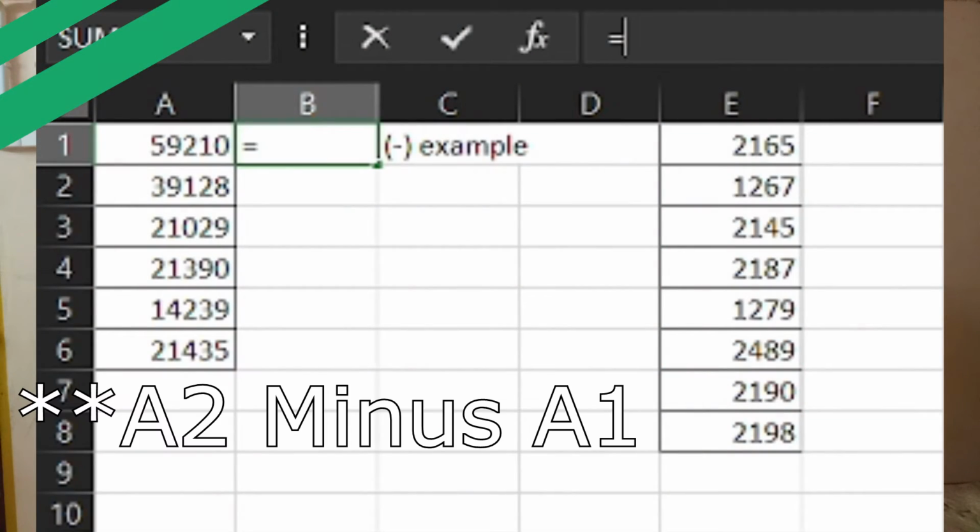And we move on to the minus sign example. We want to subtract the value of cell A2 from cell A1. We use the minus sign and we write this formula in the formula bar: equal sign A1 minus A2.